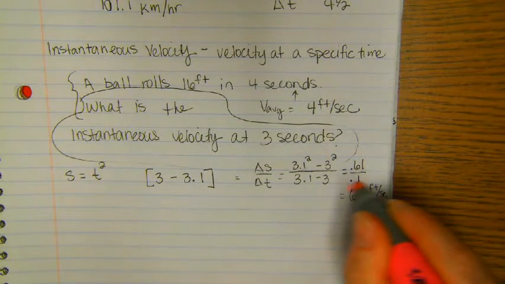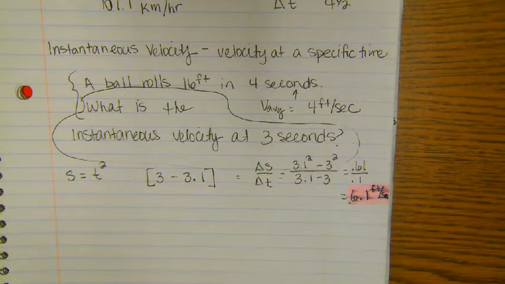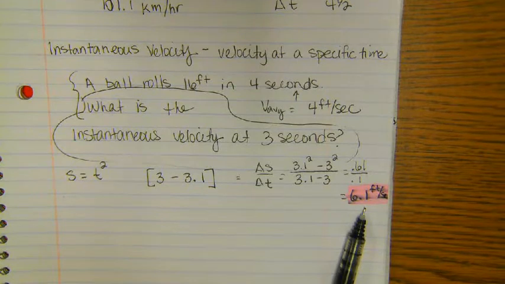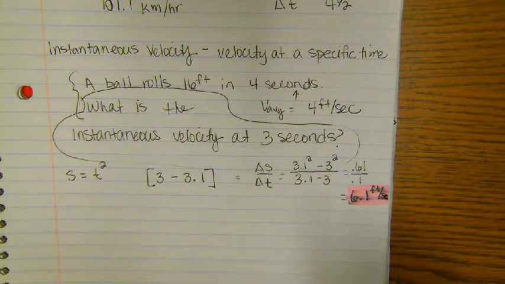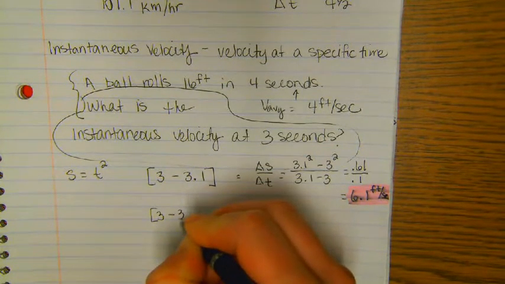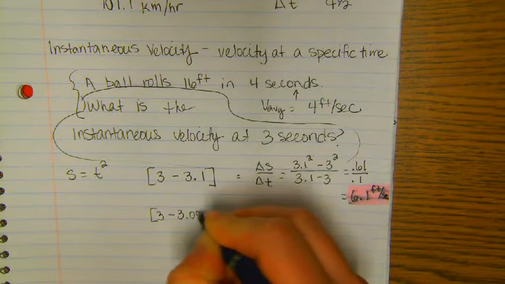Let's see if we can get a little bit smaller. I did just 3 to 3.1. I'm going to cut that interval in half. I'm going to see if there's a pattern here and I can find what this is getting close to, its limit. So let's cut the interval in half and try from 3 to 3.05. We're going to do the formula again.